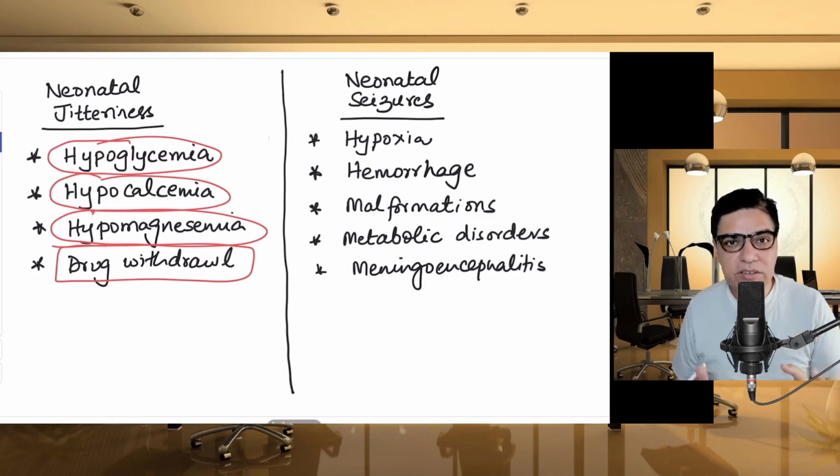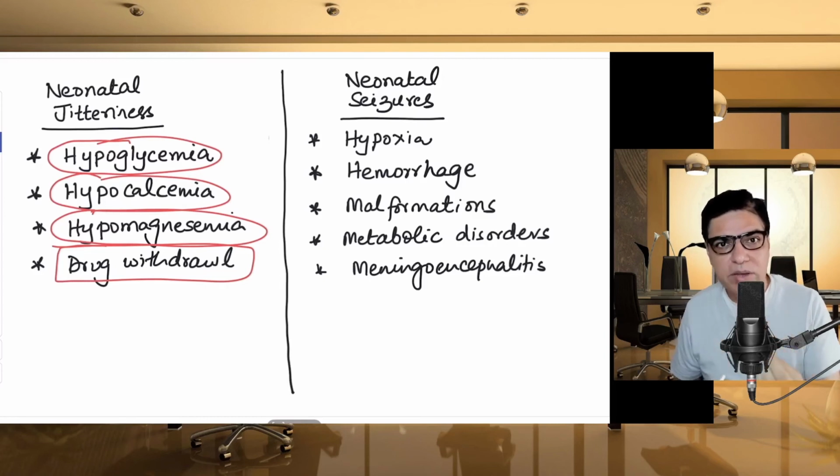As far as the neonatal seizures are concerned, remember 2H and 3M. Again, the list is quite an exhaustive one, but remember, from exam point of view, 2H's and 3M. What are those 2H's? Hypoxia and hemorrhage. And what are those 3M's? Malformations, metabolic disorders, and meningoencephalitis. Hypoxia is by and large the most common cause of neonatal seizures.